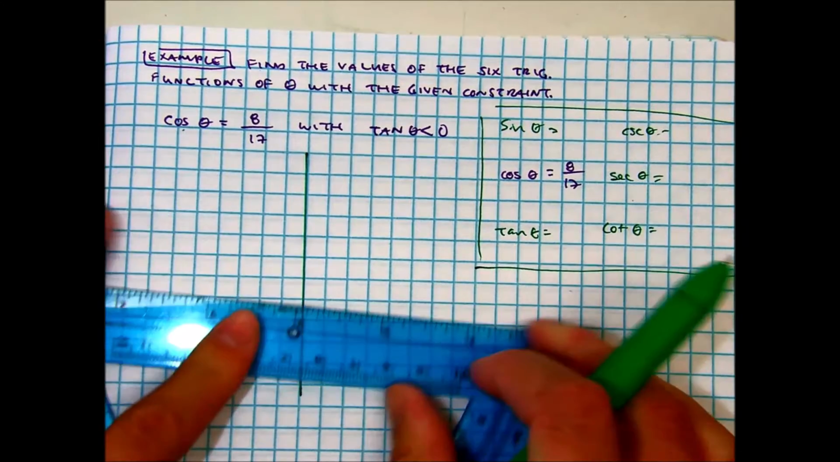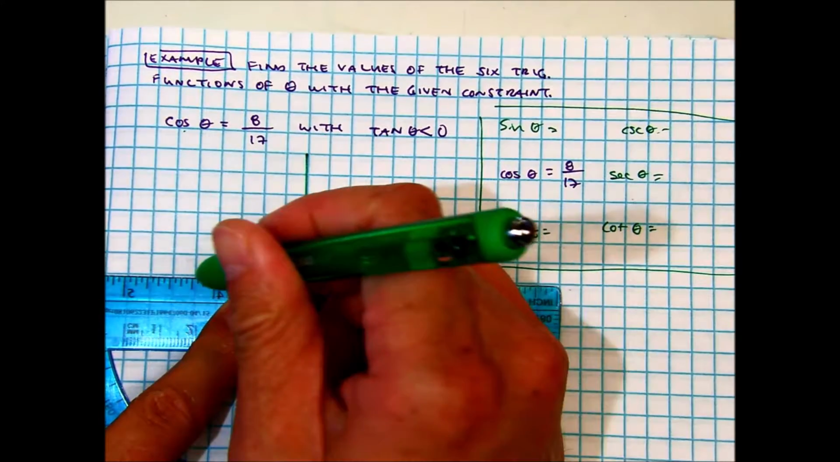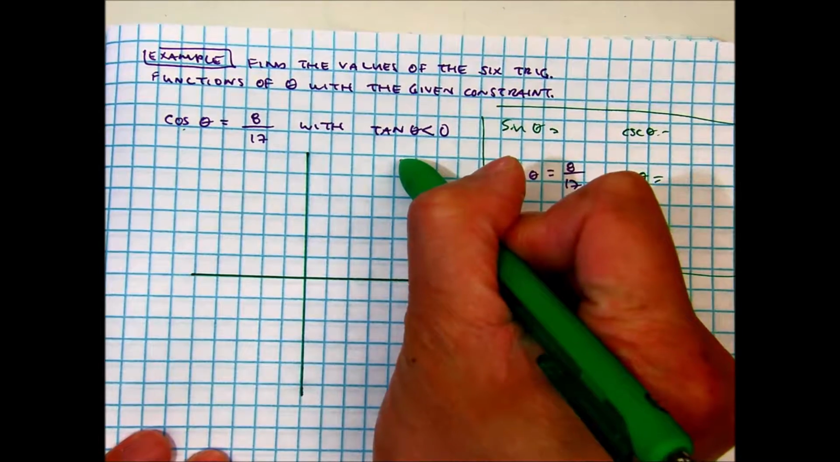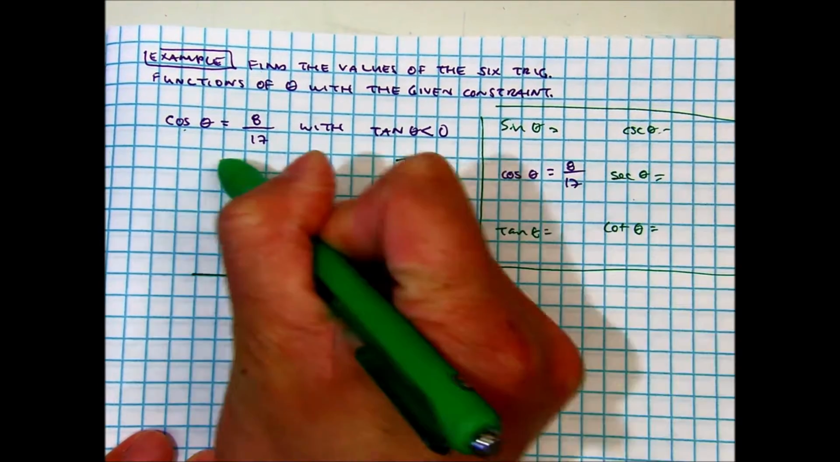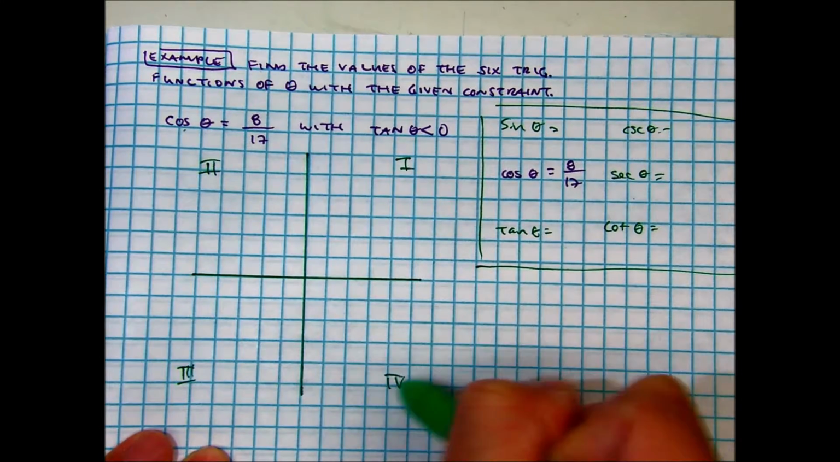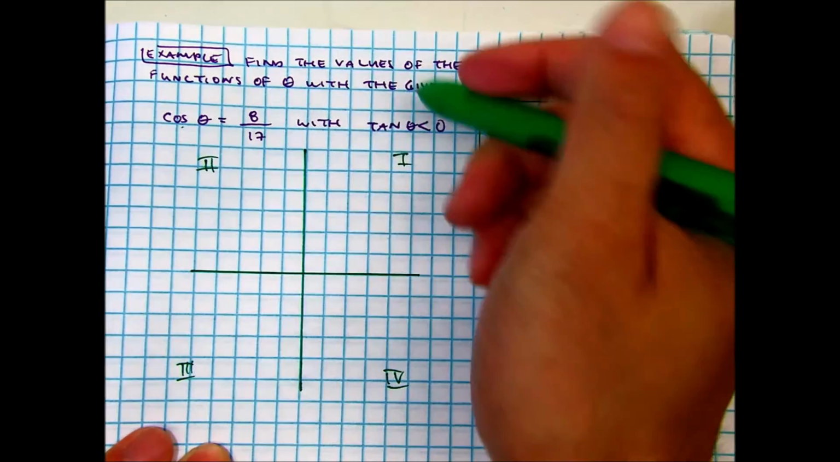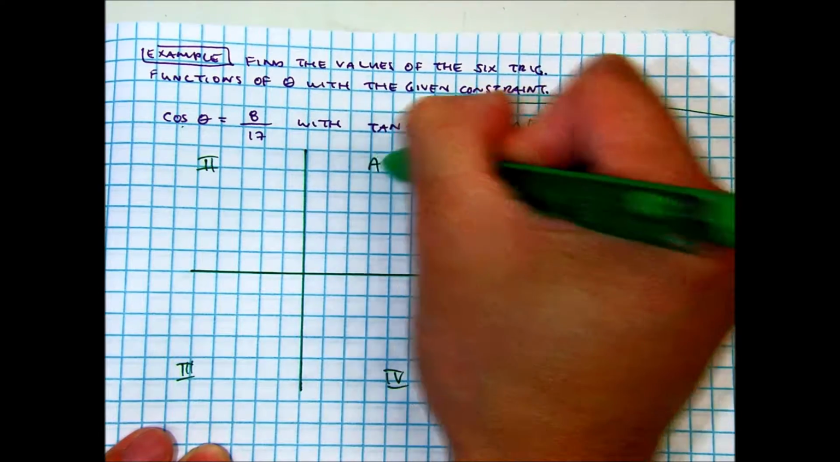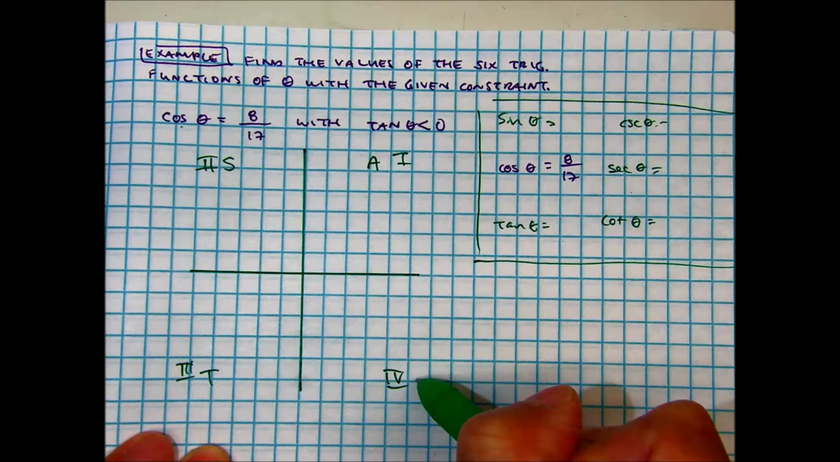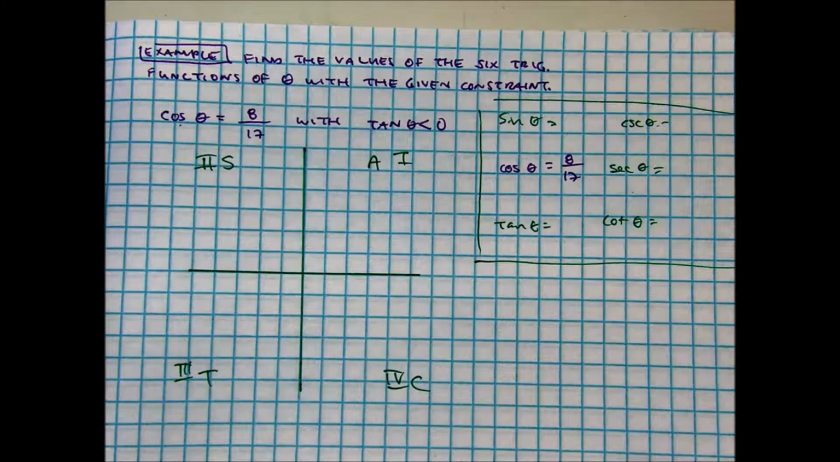Class, tell me the quadrant numbers. Ready, set, go. Tell me the acronym that tells you where it's positive. Ready, set, go. I'm going to use colors to help you see how I determine which quadrant to focus on.